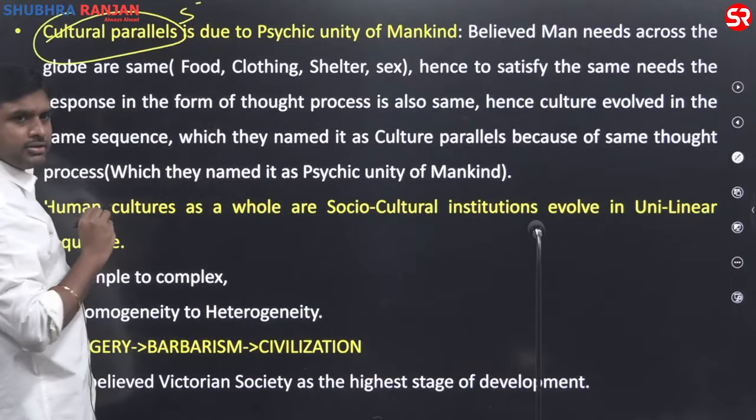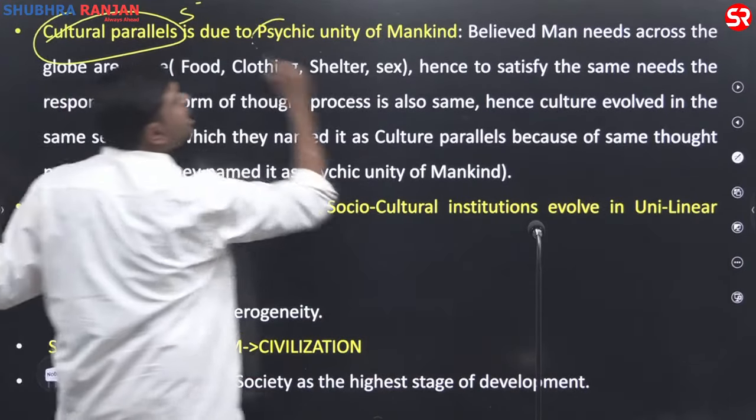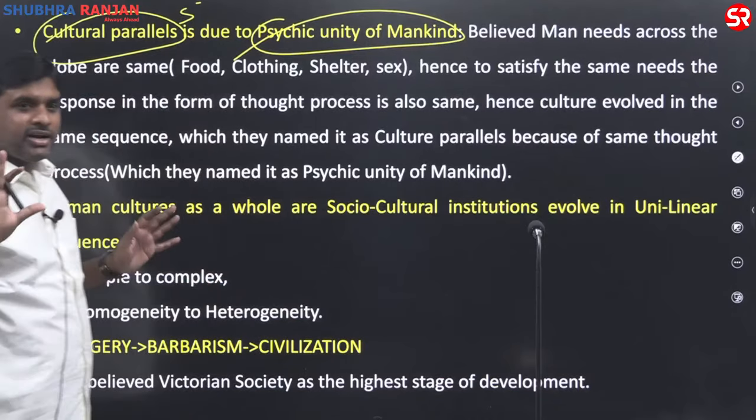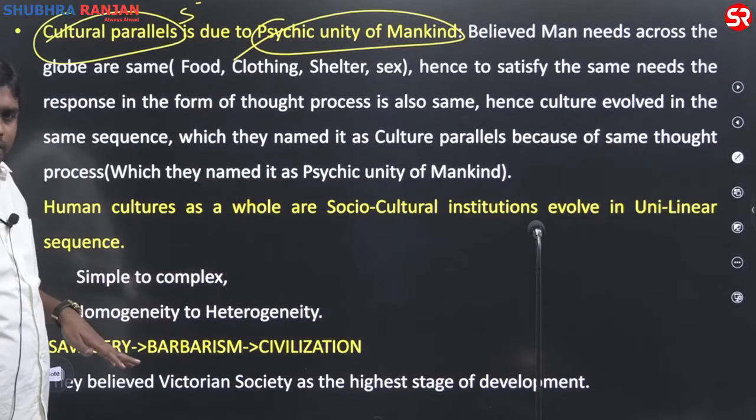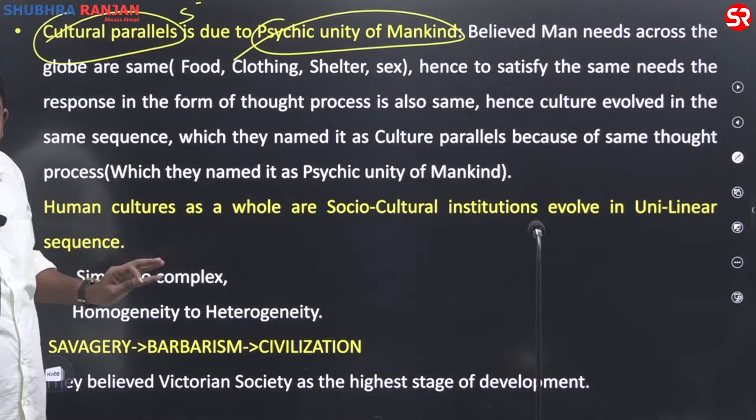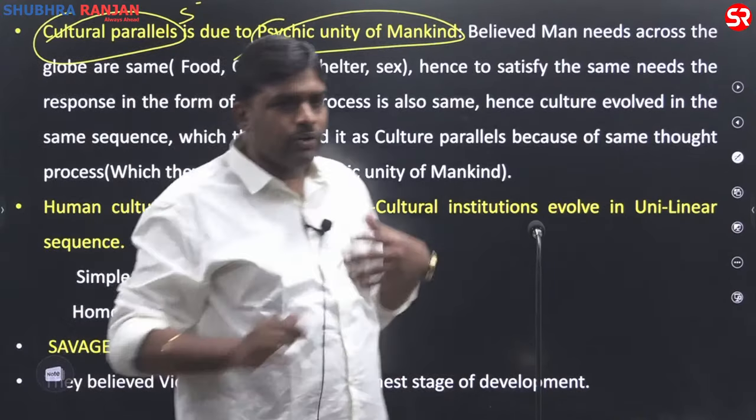Culture parallels is due to the psychic unity of mankind. Very interesting, but understand. Culture parallels is due to the psychic unity of mankind. What is this? I will tell you. Understand.